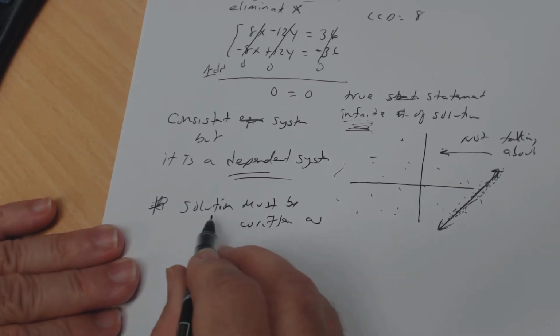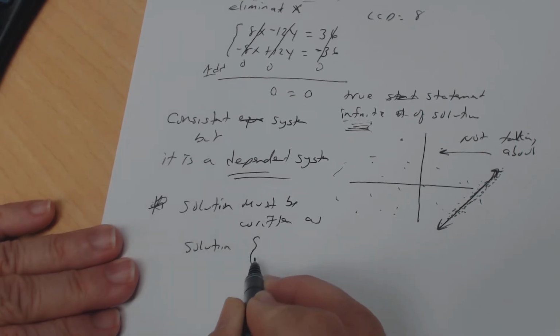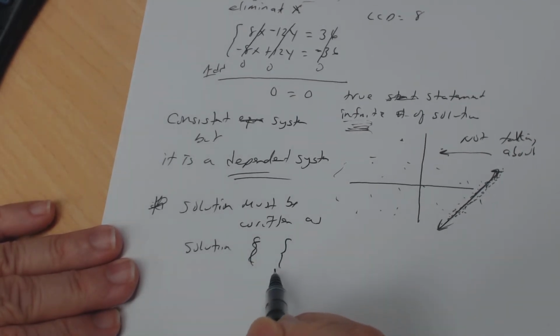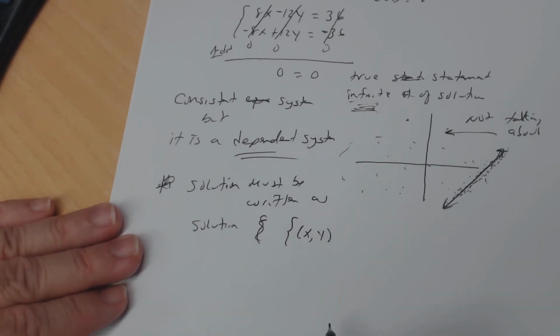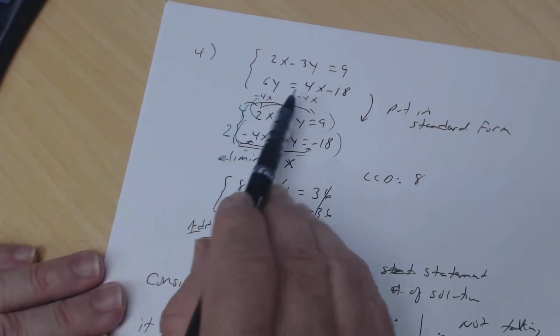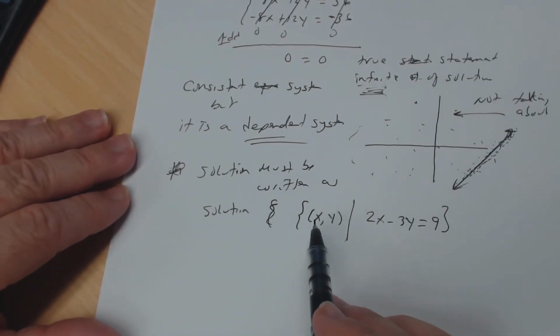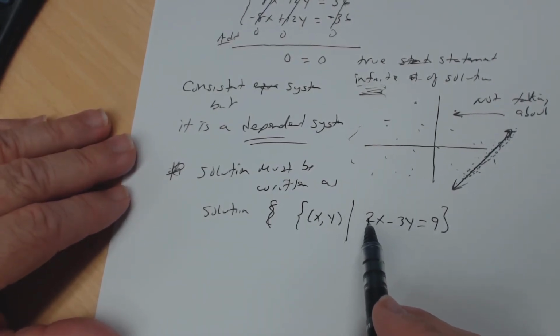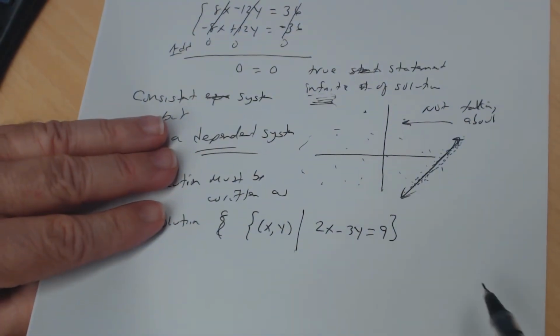You're going to say this: the solutions is the set. Let me write this a little bit better. The set, remember the set notation, is a set of coordinates (x, y) such that, and guys, all you do is just use one of those equations. It does not matter which one. Let's just use the top one. Such that 2x minus 3y equals 9. So the set of ordered pairs (x, y) such that 2x minus 3y equals 9. I just pick one of these equations. You could do the second one if you want to. It does not matter.